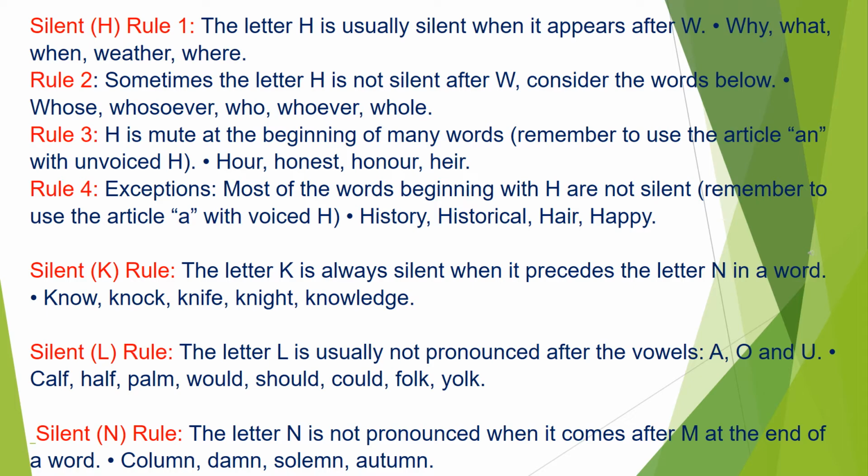Rule 3. H is mute at the beginning of many words. Remember to use the article AN with unvoiced H. For example, hour, honest, honor, heir. You can notice that after the H in all the words given here, a vowel is given. But there are exceptions. Most of the words beginning with H are not silent. So remember to use the article A with voiced H. For example, history, historical, hair, happy.